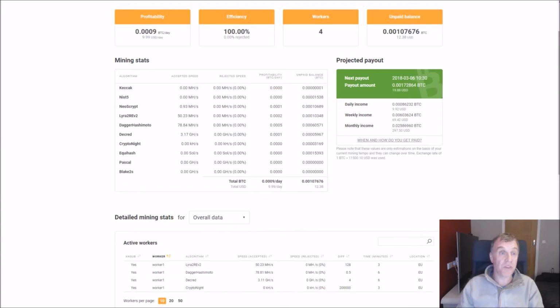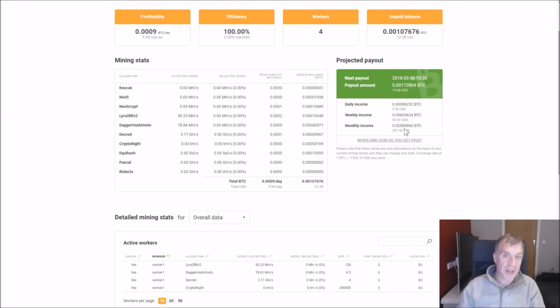So let's start with Nicehash. So here is Nicehash. Currently, I'm earning $297.50 per month. It's a little bit more than that, but it does fluctuate a bit. But that's currently what it's predicting that I would earn.